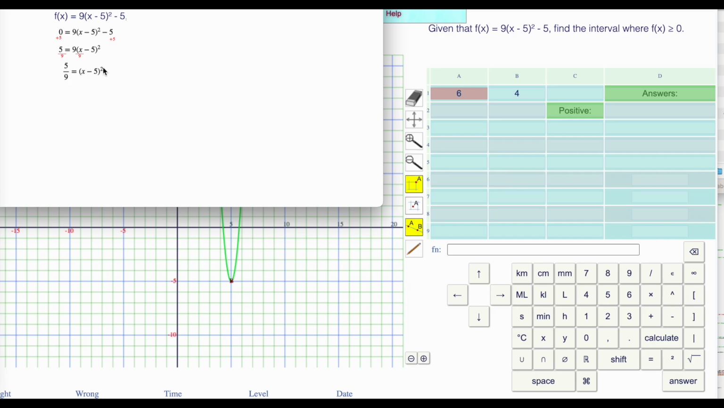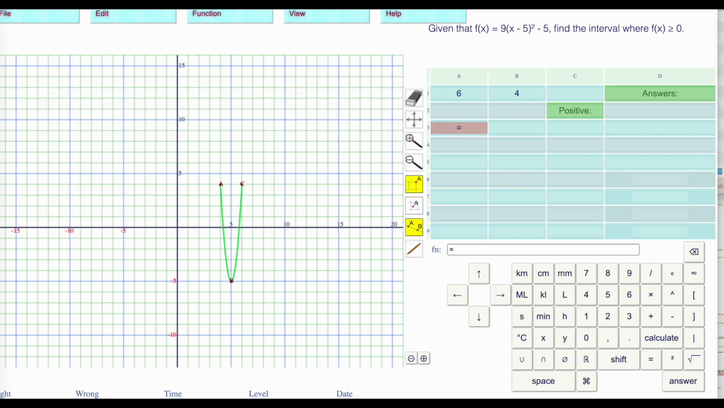I want to get rid of the squared, so I'm going to take the square root of both sides. That gives us plus or minus the square root of 5 over 9 is equal to x minus 5. Now to get rid of minus 5, I'm going to add 5 to both sides. That gives me 5 plus or minus the square root of 5/9 is our x values when the y is 0. These are my zeros. I'm going to start off doing 5 minus the square root of 5 over 9, and that gives us 4.25. Does that make sense? Yeah, it does. Just going to copy this down and change the minus square root to plus square root. That gives us 5.745. Yeah, real close to 5.75.